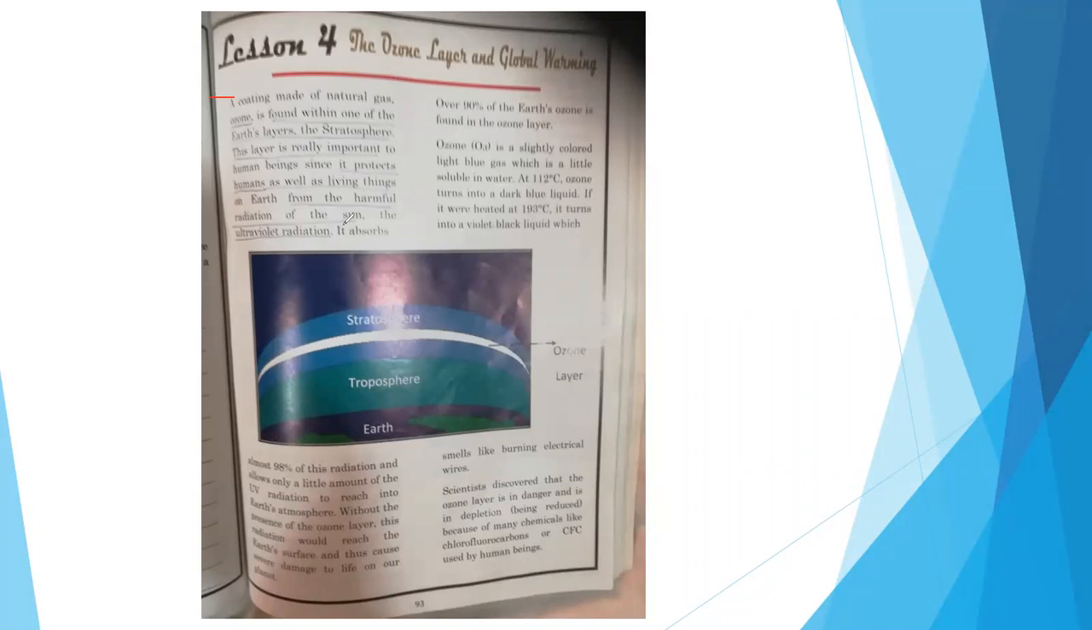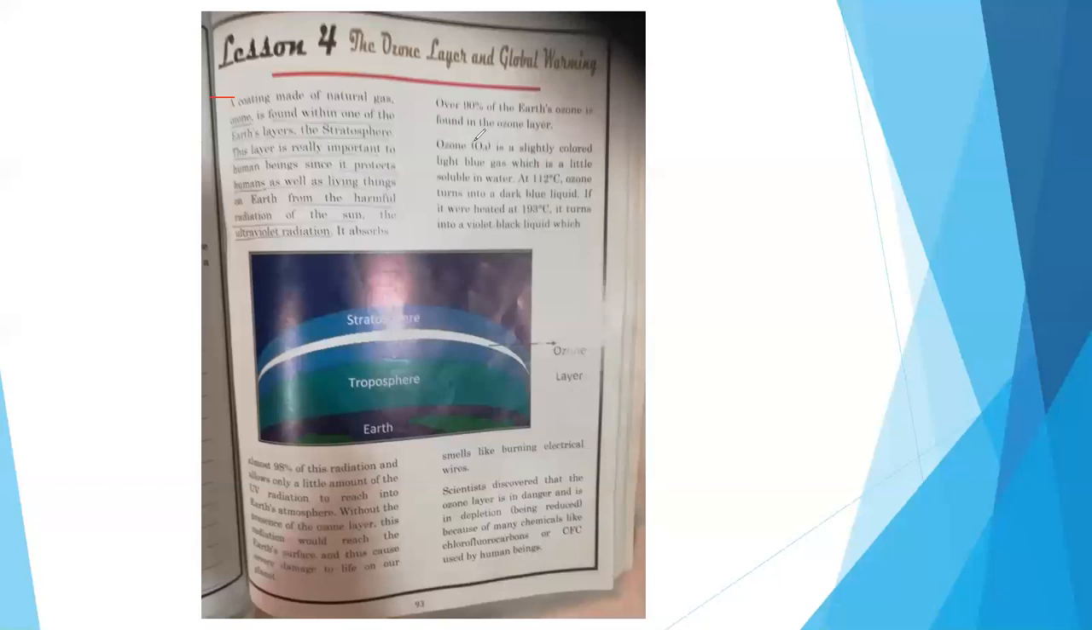It also states that it absorbs almost 98% of this radiation and allows only a little amount of the UV radiation to reach into Earth's atmosphere. So this layer where the ozone is found in the stratosphere is very vital. It's important to our existence. It says here, without the presence of the ozone layer, this radiation would reach the Earth's surface and thus cause severe damage to life on our planet. So it says here as well, over 90% of the Earth's ozone is found in the ozone layer.